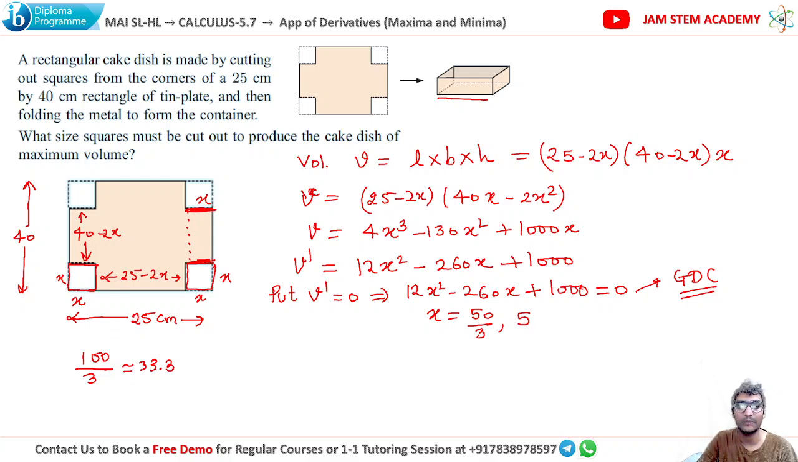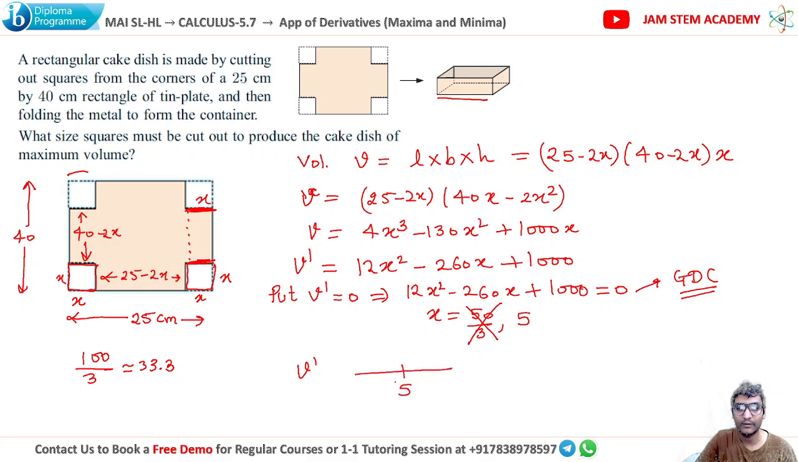No, that's not possible. In that case, see this side, what will happen to this side? It will become negative, which is not possible, right? So 25 minus 2x will become negative for that case. It means we can say 50 by 3 is not possible. We have only x equals to 5. So let's draw the sign graph for v prime.